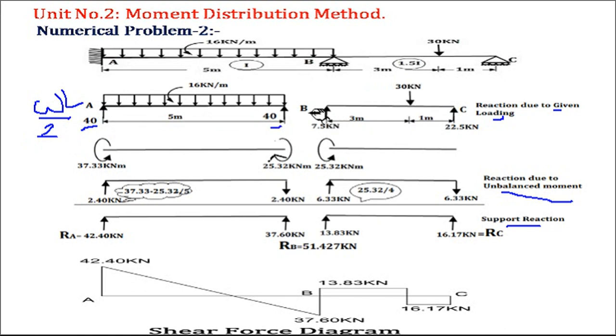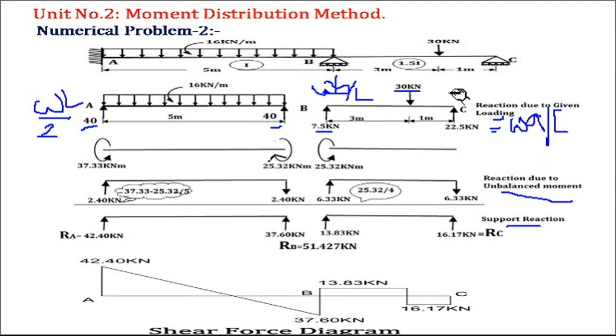Now in portion BC, it is loaded by a 30 kilonewton load. It is not acting at the center; it is acting away from the center. So reaction at B will be W b upon L. Here the value of W is 30, the value of b is 1 and the length of the member is 4. So we get the end reaction at B as 7.5 acting up. The reaction at C due to the point load of 30 kilonewton will be W a upon L. Here the value of W is 30.